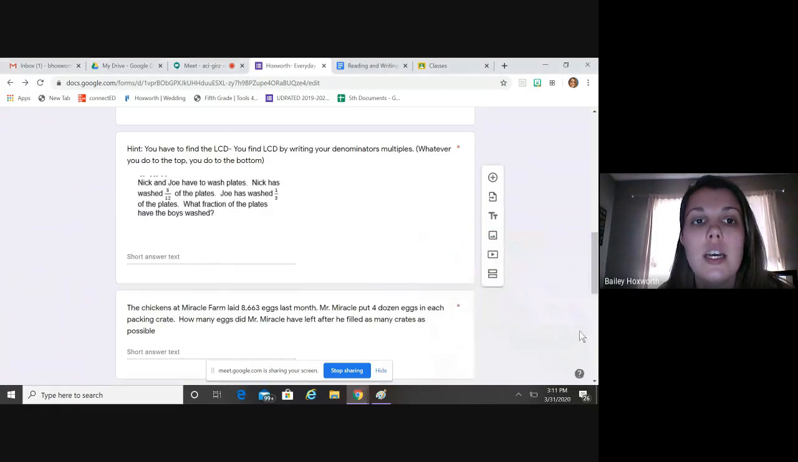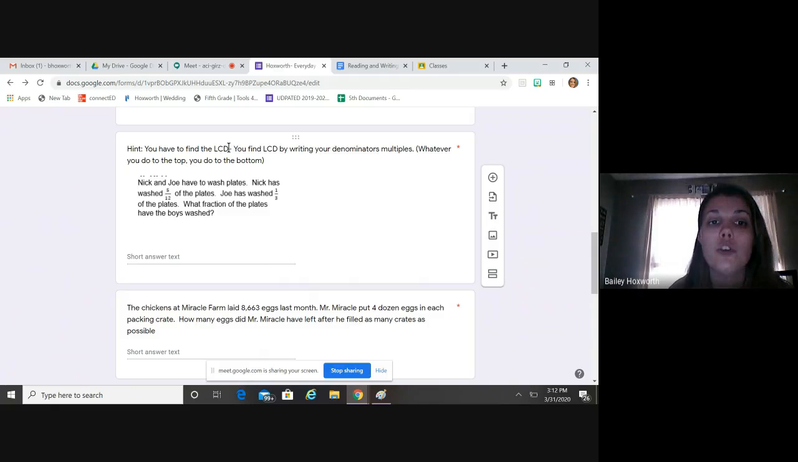Next one. Nick and Joel have to wash plates. Nick has washed 5/12 of the plate. Joel has washed 1/3 of the plate. What fraction of the plates have the boys washed? So, hint, you have to find the LCD. And for this one, you are going to be adding.